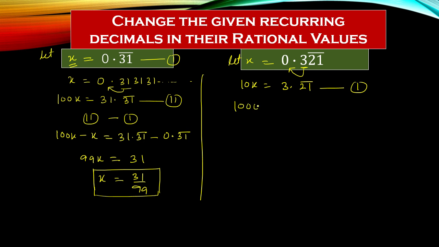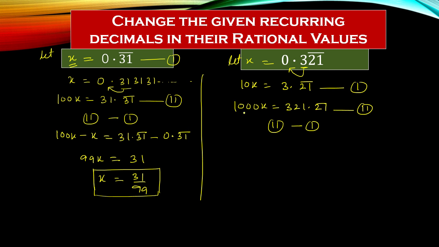So the left hand side should be 1000x is equal to 321.21 bar. One set is shifted towards the left side and many digits remain on the right side, so 212121 should be there on the right side, and we put the bar here. This should be equation 2. Only one set is shifted towards the left side, one set under the bar, as in example 1. So equation 2 is subtracted by equation 1.